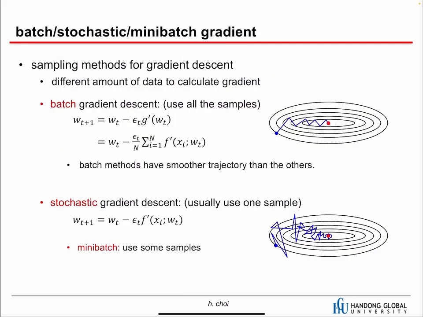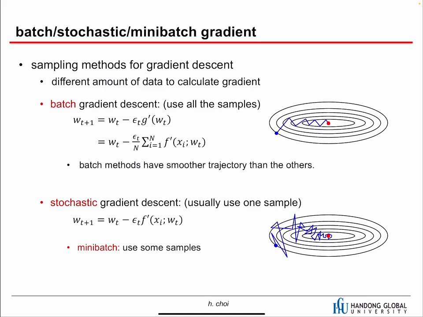Okay, then again, before talking about the specific learning algorithms, we have to talk about batch, stochastic, and mini-batch gradient. It is about the sampling method and how many samples we are going to use for one update.